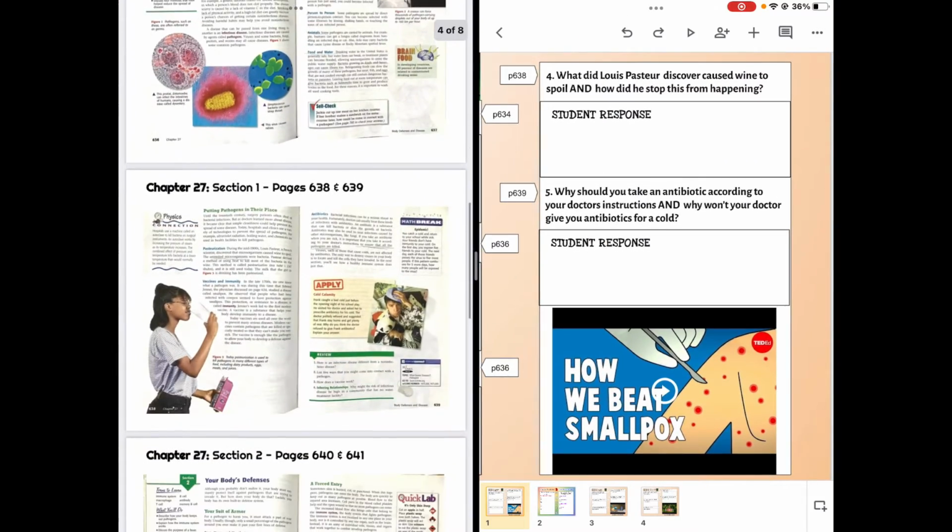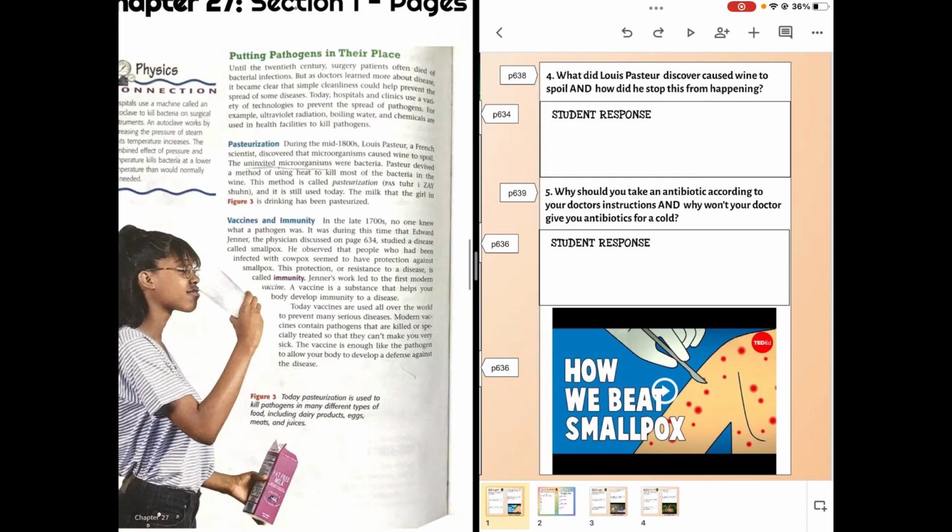And then Louis Pasteur, a French scientist, figured out what pathogens were doing, and they were causing a problem, wine to spoil in France. So he figured out a way to stop that.